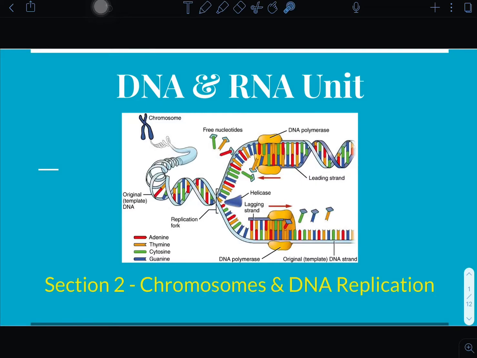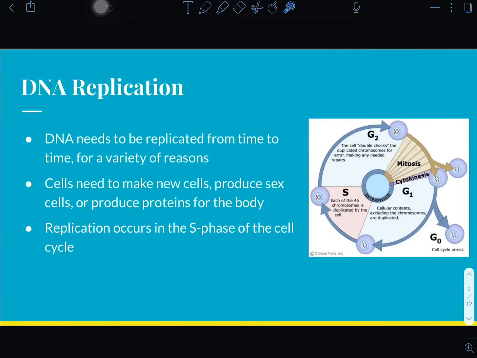Welcome everyone to section 2 of guided notes. This one has kind of a lot in it. It's talking about chromosomes and DNA replication. So here we go. When we talk about DNA, we talked way back in mitosis about the S phase. During the S phase of the cell cycle, DNA replicates and we copy the genetic information. And that's what this is going to be about.